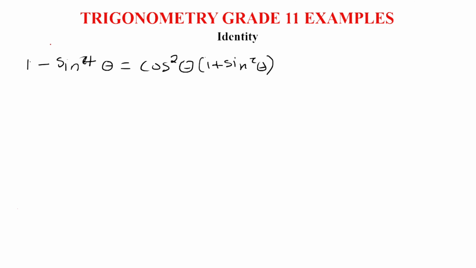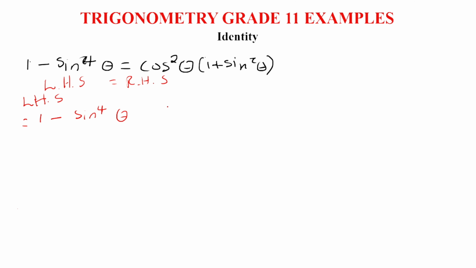Remember, with identities, you just need to prove that the left hand side, if the left hand side is the simpler one to deal with, is equal to the right hand side. Okay, so from the left hand side, you have 1 minus sine 4 theta. As you can see here, you have a 1, then a sine to the power of 4.